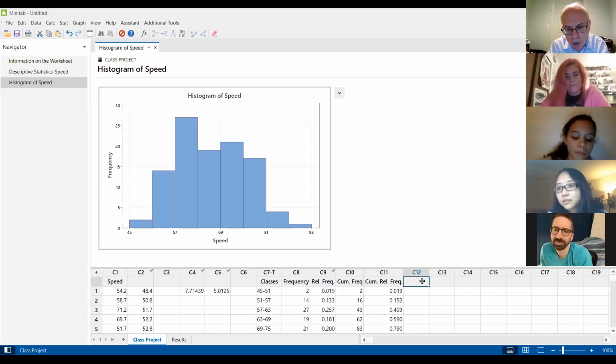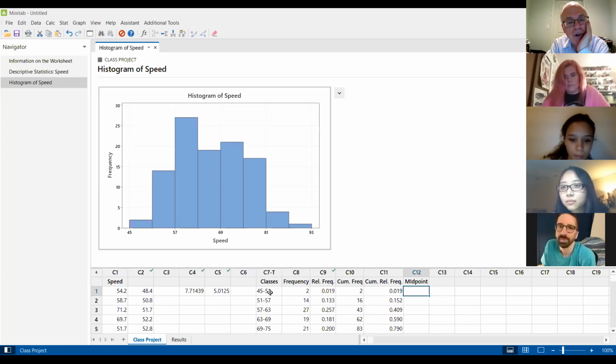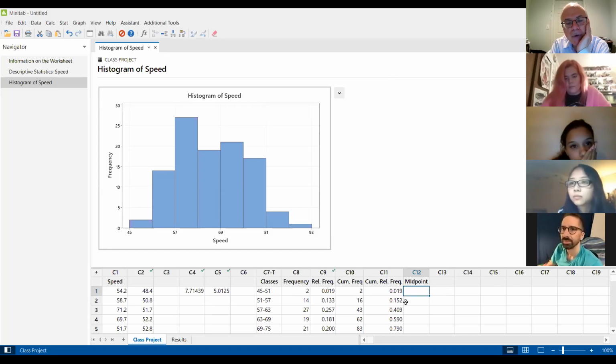One thing I wanted to show you on here, at least you can do this on the spreadsheet, is you can calculate the midpoint. And the midpoint is really the average of these two numbers here, 45 and 51. Unfortunately, you'd actually have to calculate it and just put it right in here, in the individual values.